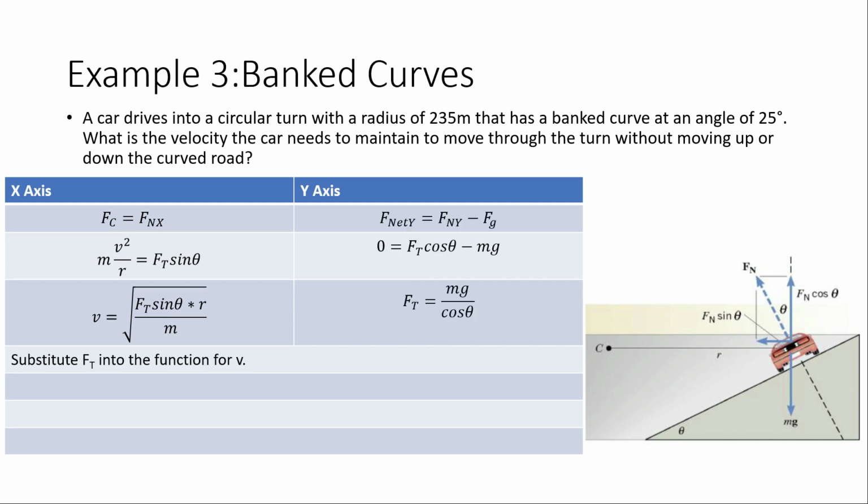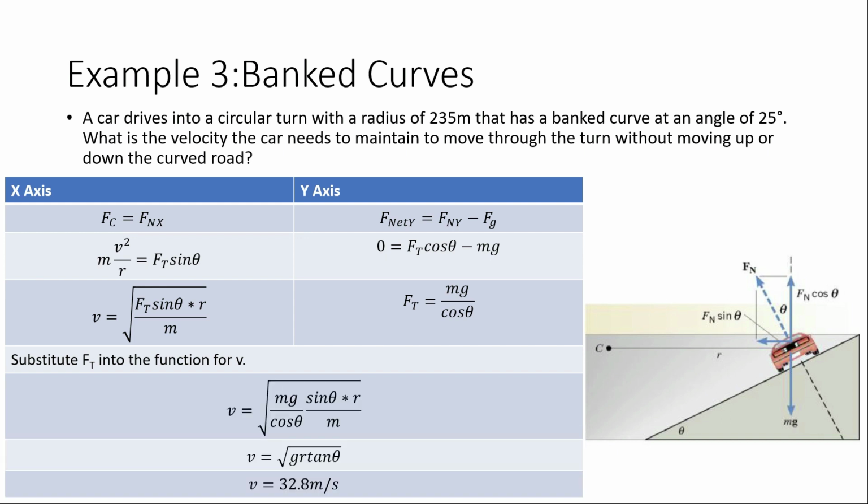But we're in the same situation, so we hop over to our y-axis to check. Our F net y needs to be 0. It's normal y minus gravity. I, again, forgot to replace F_T with F_N. But we solve it the same way, and I don't want to spend too much time. It's the exact same math. We would go through it and get the same relation. The velocity going around a banked curve with no friction would lead us to 32.8 meters per second.